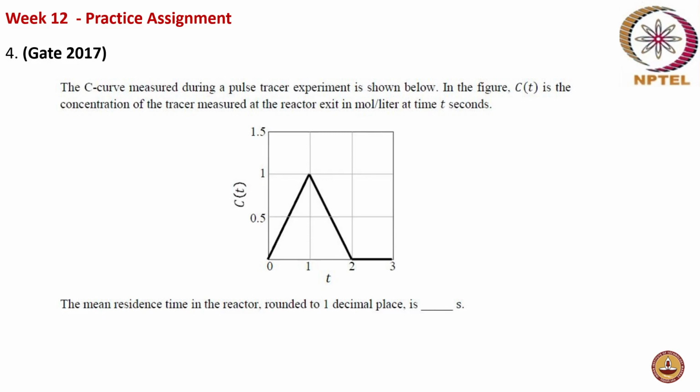In the figure, C of t is the concentration of the tracer measured at the reactor exit in moles per liter at time t seconds. Now we have to find out the mean residence time in the reactor, rounded off to 1 decimal place, in seconds. So how do we approach this?